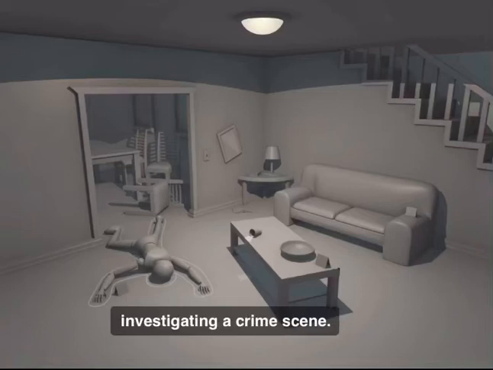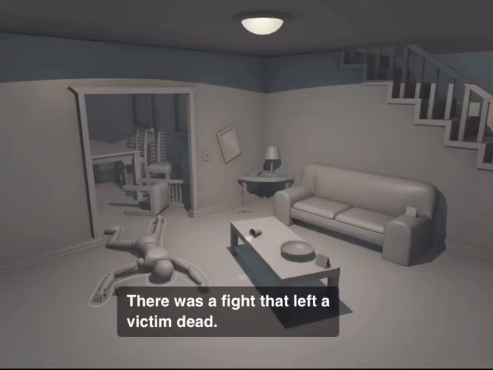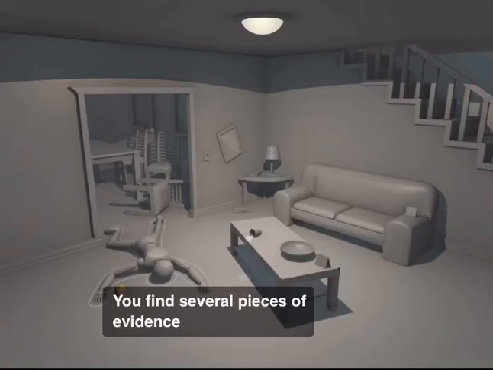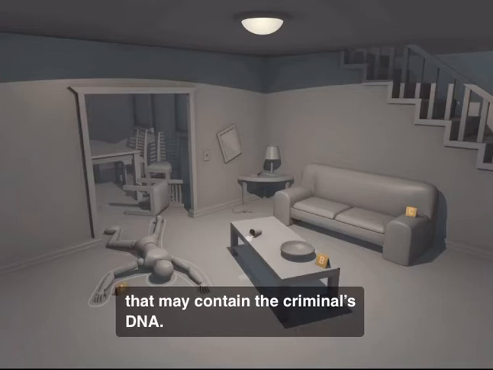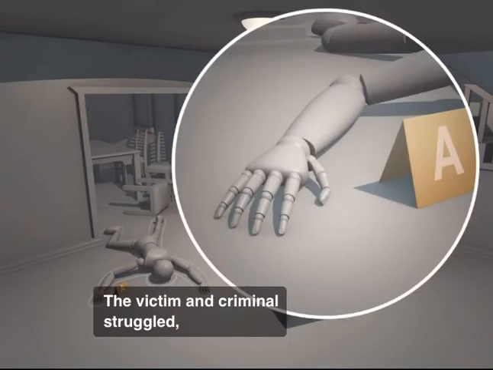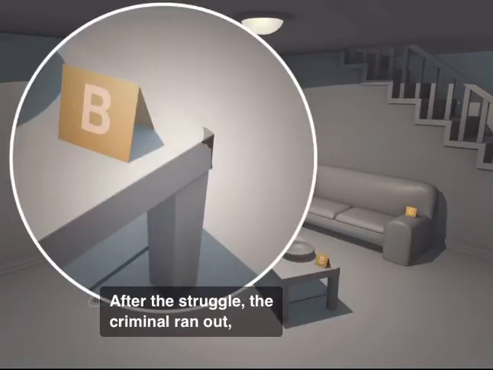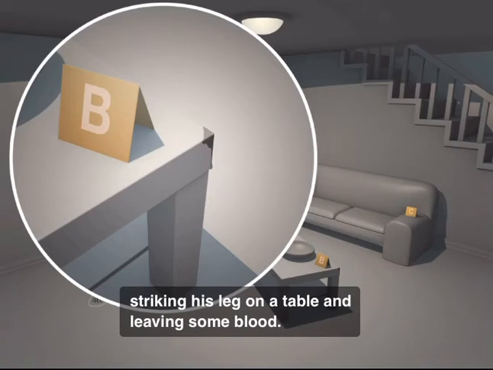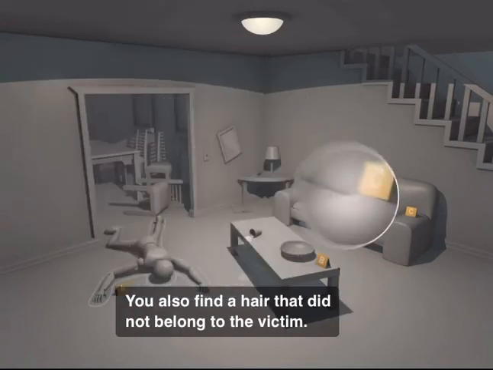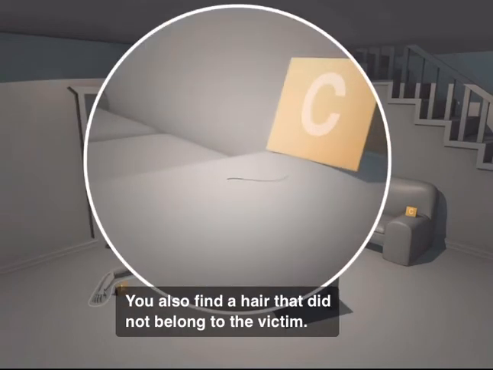A crime scene. There was a fight that left a victim dead. You find several pieces of evidence that may contain the criminal's DNA. The victim and the criminal struggled, leaving DNA evidence under the victim's fingernails. After the struggle, the criminal ran out, striking his leg on a table and leaving some blood. You also find a hair that did not belong to the victim.